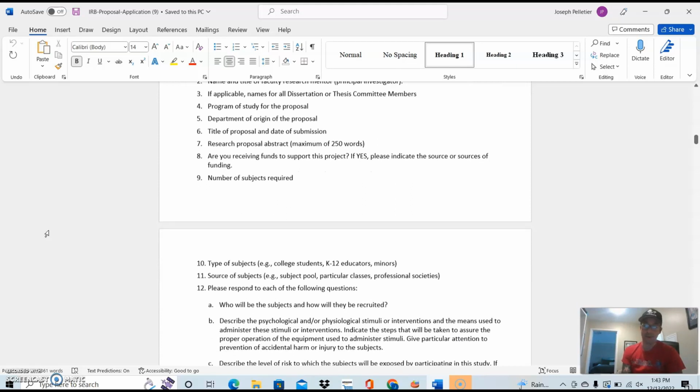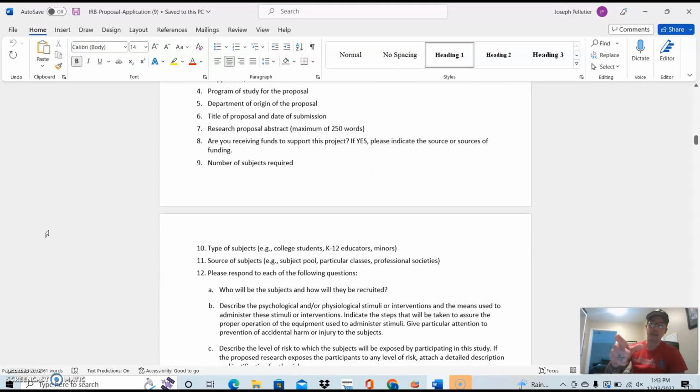You are not receiving funds, so the answer to this question will be no. Let me stop here, actually, with question 8. With all questions, excuse me, you want to make sure you provide complete sentences for your answers. Don't just say no. Not that that's not accurate, but what the IRB is really looking for is a good amount of detail, and so you need clarity.